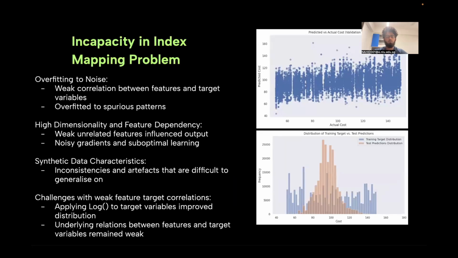The neural network overfit to noise, relying on features such as average cars at home, with a weak correlation of 0.027 to the target. This reliance on spurious patterns reduced generalization capacity.